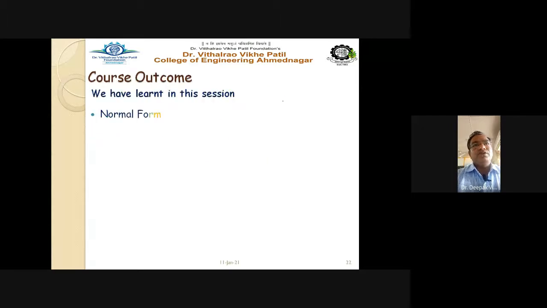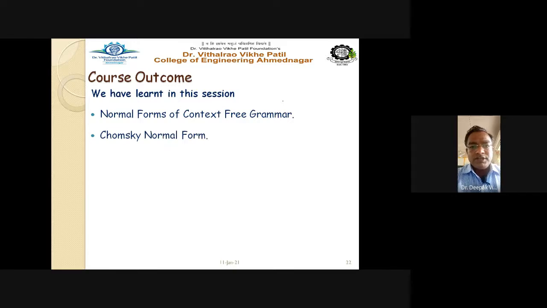Okay, so what we have learned in today's session is the normal forms of the context-free grammar. Two normal forms, that is the Chomsky and Greibach normal form. And the Chomsky normal form we have seen in detail. On the right hand side, there must be only two non-terminals, or only one terminal on the right hand side of the grammar. Then we can say it is a Chomsky normal form. Then we have also seen the conversion of context-free grammar into Chomsky normal form, step by step. We have seen some examples on it.